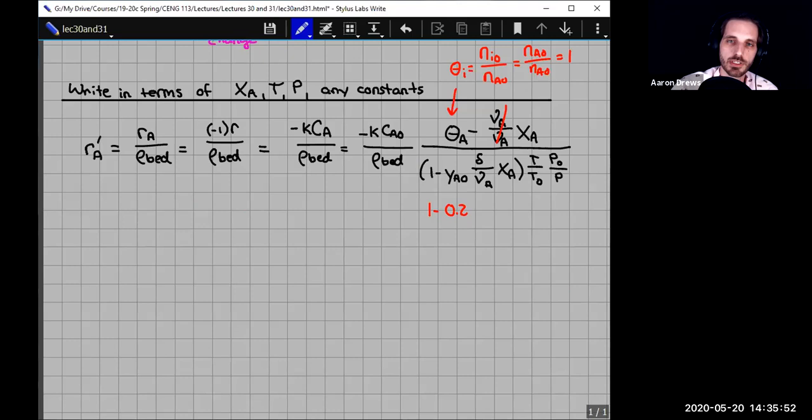The delta, we have an A on the left as a reactant, and then a B and a C on the right. So 1 plus 1 minus 1 is 1. So there's a plus 1 on the top. And then the stoichiometric coefficient of A is a minus 1. And so what all of this ends up looking like then is 1 plus 0.2 times XA. Right, that's what our denominator will look like. And then it'll be T over T naught and P naught over P.